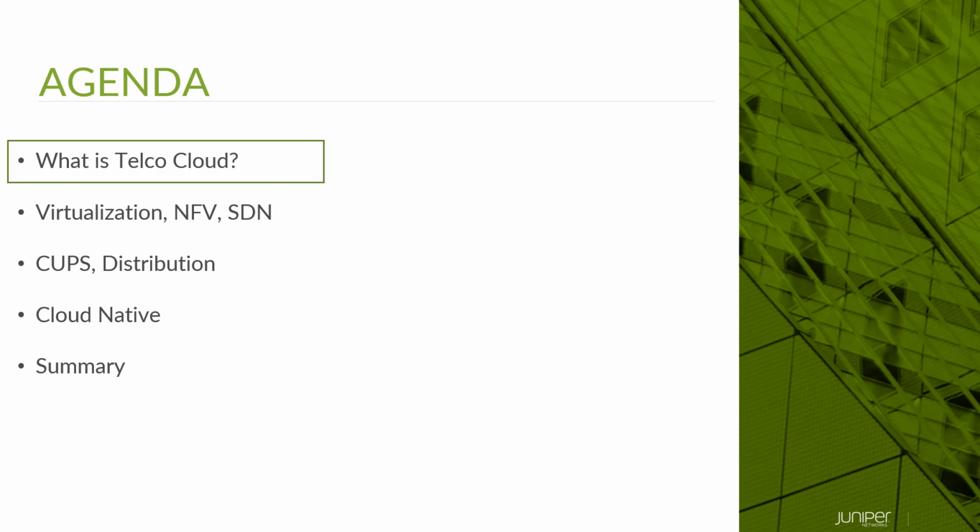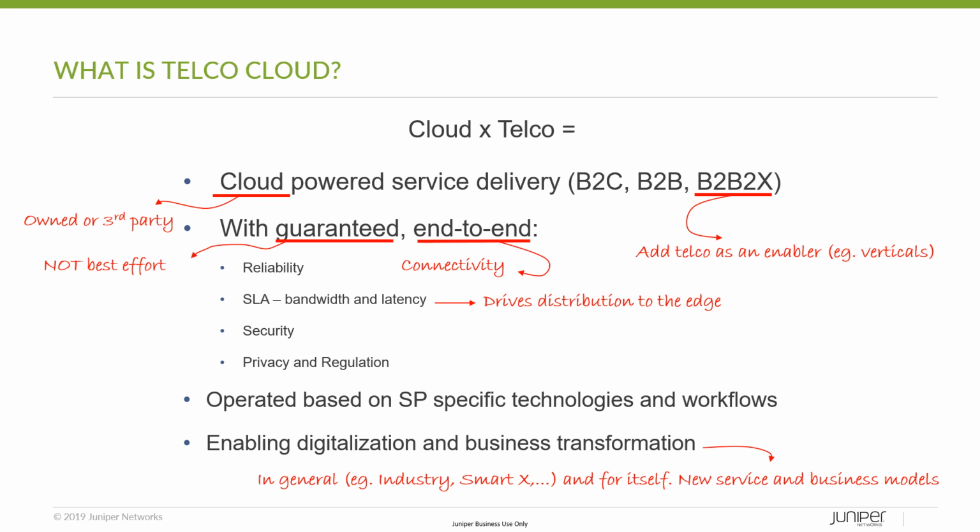What is Telco Cloud? Telco Cloud is not a public cloud, but it uses some of the technology. Telco Cloud is not a data center, or not only a data center, as it is the telecom infrastructure that is virtualized. Telco Cloud is about delivering services using cloud technologies, whether the cloud is built by the telco or a third-party cloud is leveraged. As such, it has the telco specifics of guaranteed end-to-end reliability, SLA, security, and privacy. Service providers operate the telco cloud as they used to operate networks. In general, telco cloud enables the transformation of business and their digitalization. It is true both for the telco and its customers.